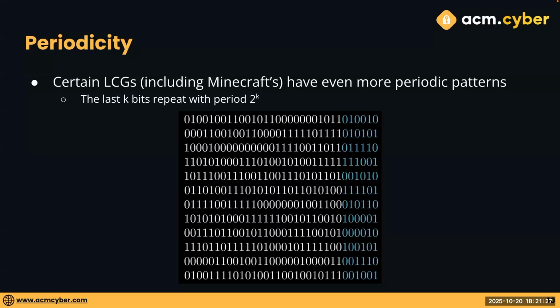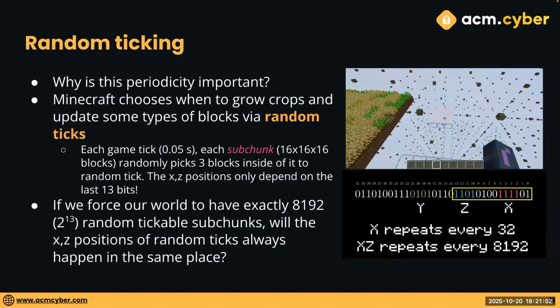But as you can see, if we generate a sequence of numbers, the last bit goes 0, 1, 0, 1, 0, 1, and if you take the last 2 bits, they repeat with period 4, and so on. So the last k bits repeat with period 2 to the power of k. And what this allows us to do is this funny thing to control Minecraft random ticking.